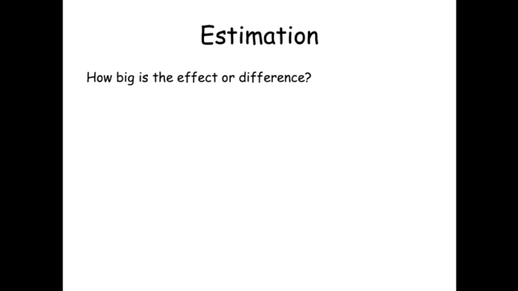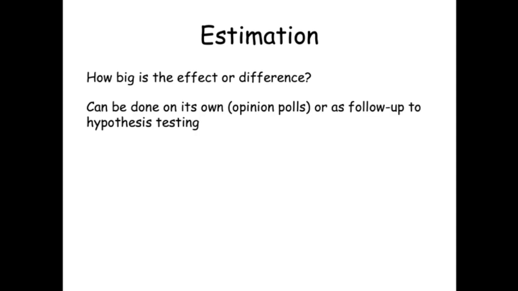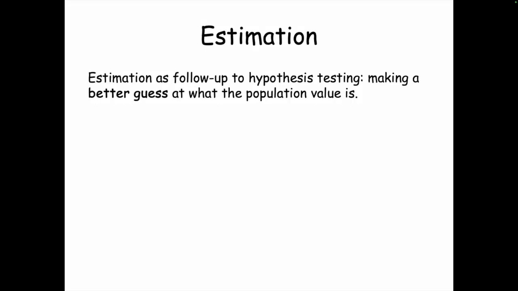Estimation is used to estimate the size of an effect or difference. It can be used on its own, as with opinion polls, or as a follow-up to hypothesis testing. We'll only use it as a follow-up to hypothesis testing. When we reject the null hypothesis, we also reject the value it proposes for the parameter. Estimation allows us to make a better guess at the parameter's real value.